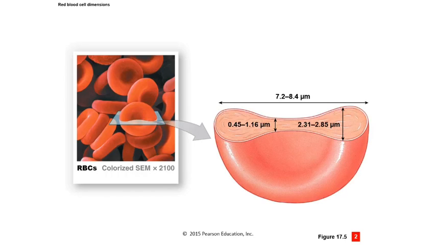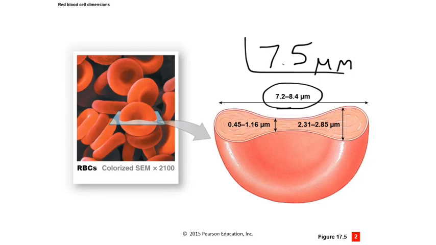So here you see the dimensions. You've seen red blood cells before. Typically, that last slide said 8. This is giving you a range of 7.2 to 8.4 micrometers. A good number to keep in mind is 7.4 micrometers. That's the most common value that you will see for the diameter of a red blood cell.